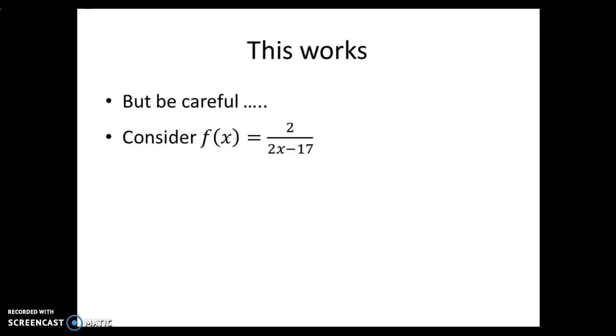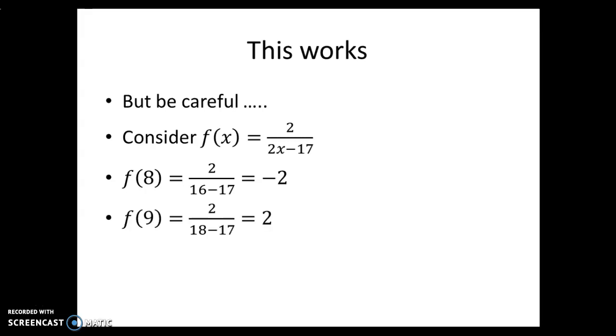So this approach works in general, but we do need to be a little bit careful with it. Consider this example. Let's say f of x equals 2 over 2x minus 17. I won't do all the robot animations again, but f of 8 equals minus 2, f of 9 equals plus 2. So there's a change in sign in the output. One of them's negative, one of them's positive. So what can we conclude? Our root is between 8 and 9.